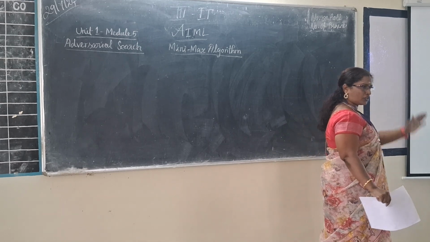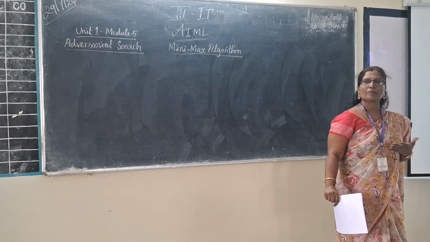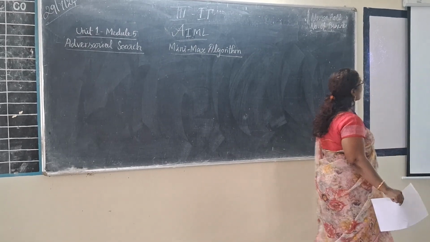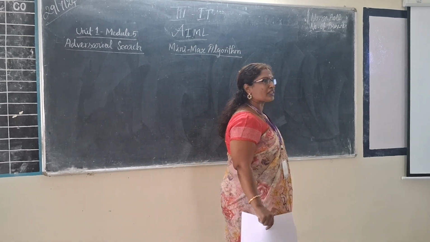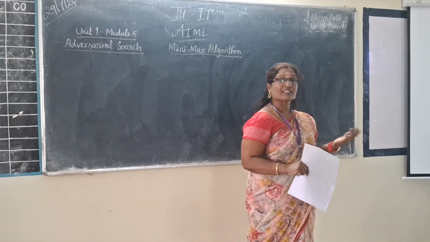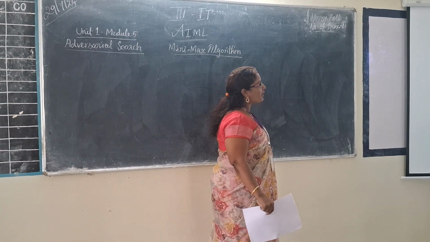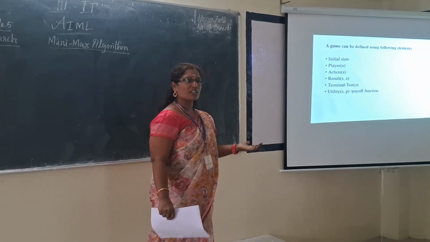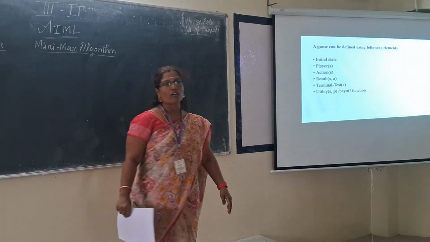These things are used when you are designing a game. When you are developing an AI-powered game, this information will be considered. A game can be defined using these basic elements, which are used to design any game: initial state, number of players, what action can be performed, what should be the expected result, what is the terminal test, and additionally a utility or payoff function.